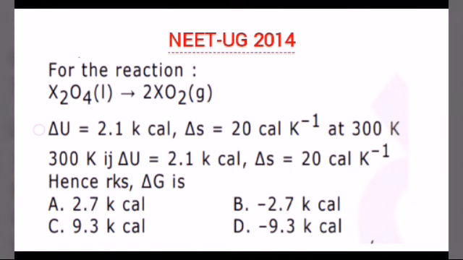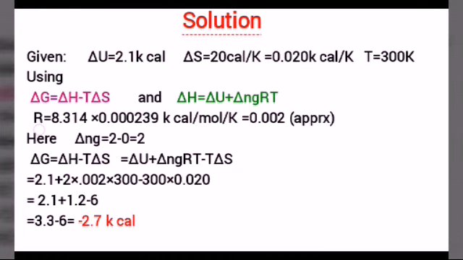Before solving, you have to remember how we can solve this question. You have to remember 2 equations. First one, delta G is equal to delta H minus T delta S. Very common equation. Then another equation that I told you in the previous video, delta H is equal to delta U plus delta Ng RT.